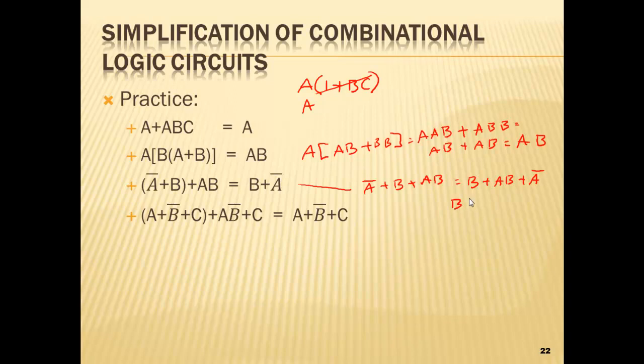Pull a B out. 1 or A naught, because we can't pull a B from that. This all goes away, and we're left with B or A naught. Put them in alphabetical order. Be nice. Don't have to, but it works better.